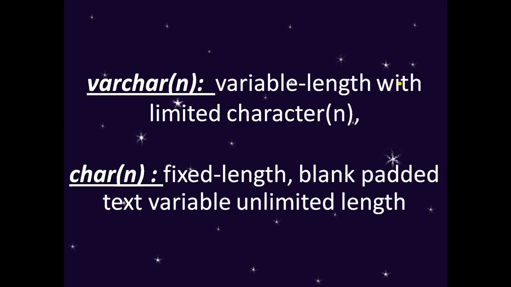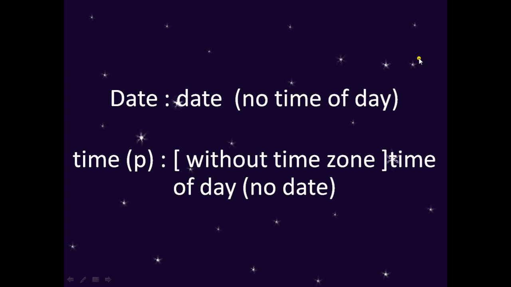Got it? Understood this? Now the next data type is date and time. These are two types of data. In date format you can store the date, but no time of the day. And in time format you can store the time but no date, and it is without time zone.